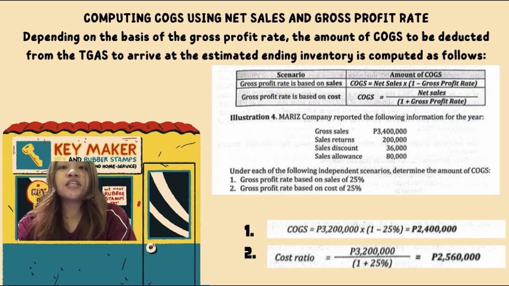So COGS is equal to net sales times 1 minus gross profit rate. If the scenario is gross profit rate based on cost, to get the COGS, it is net sales divided by 1 plus gross profit rate. So, we have here an illustration.